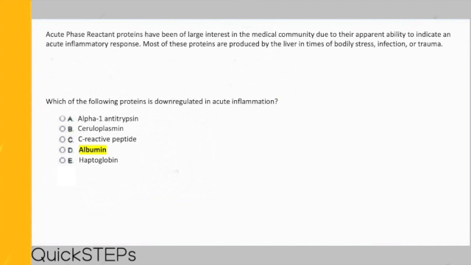And finally, its synthesis is actually decreased in the liver. The liver produces albumin, but in acute inflammation, the liver actually decreases its synthesis, or it synthesizes albumin at a slower rate. So all of these combine to lead to the decrease in albumin that we see in an acute inflammatory response.